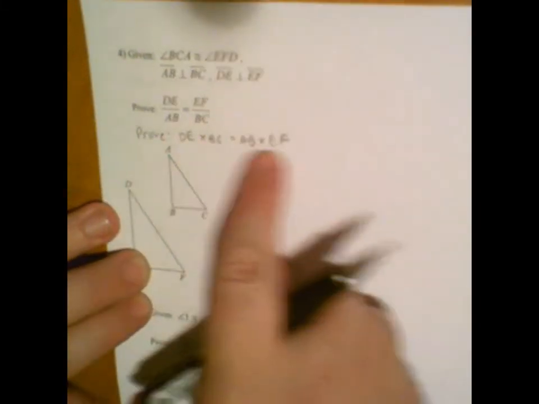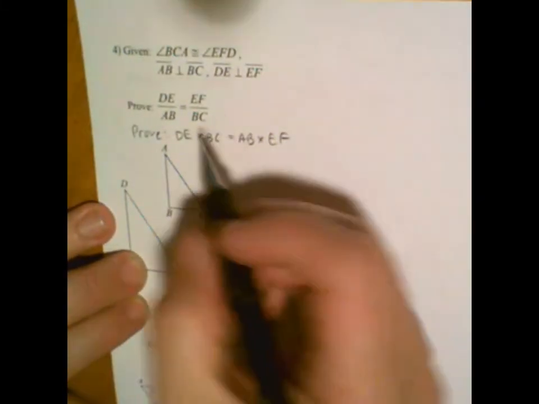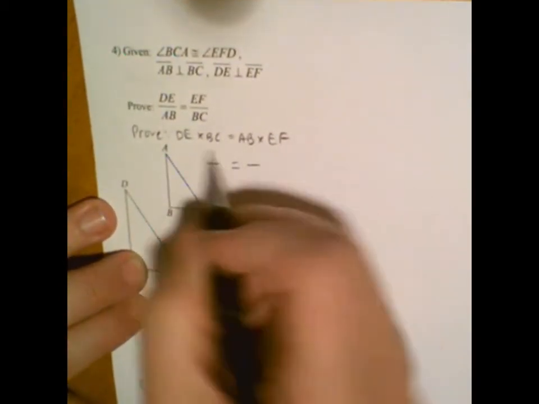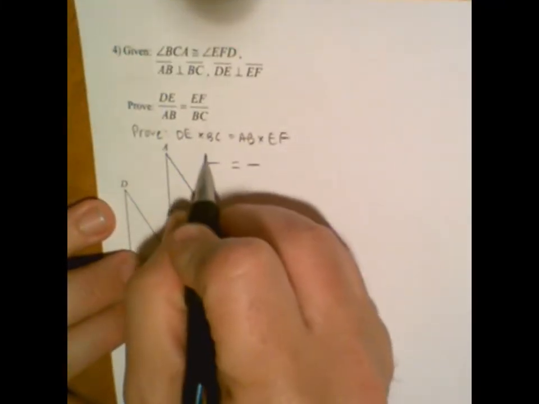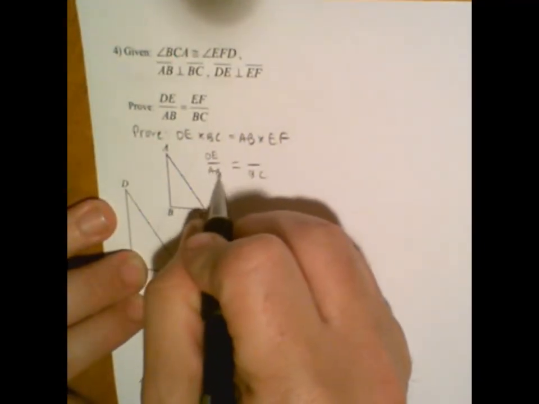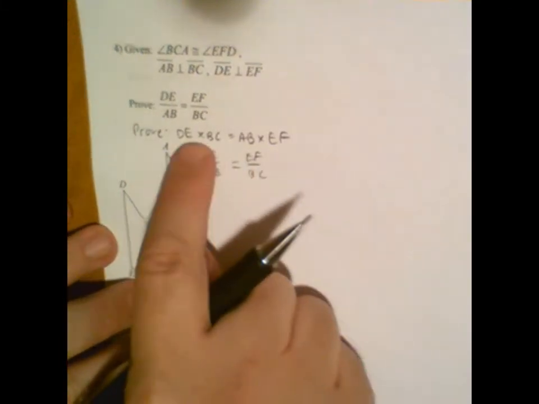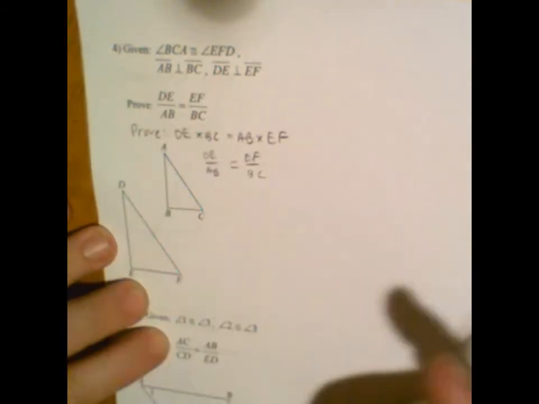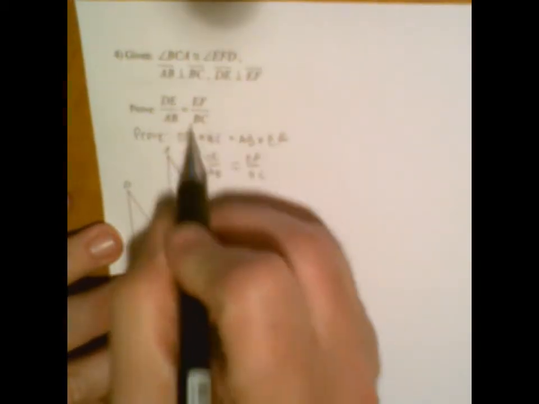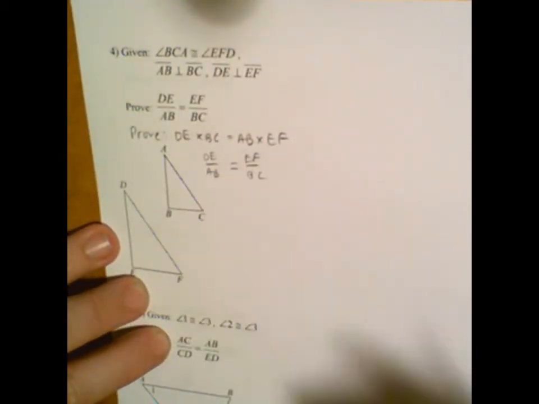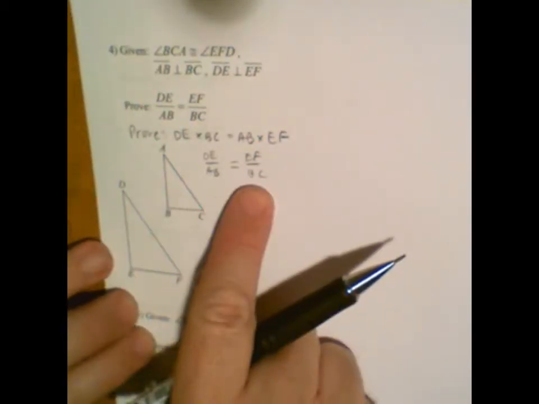So if you're asked to prove this, then what you're going to do is put a proportion and make sure that DE times BC, they have to be diagonally across from each other, and AB times EF. So that's what's here. If I was given this first and you had to come up with the proportion, these have to be diagonally across from each other, because when you cross multiply, you're doing that times that. So that's how you have to make sure you put them in. People mess this up on the test all the time.